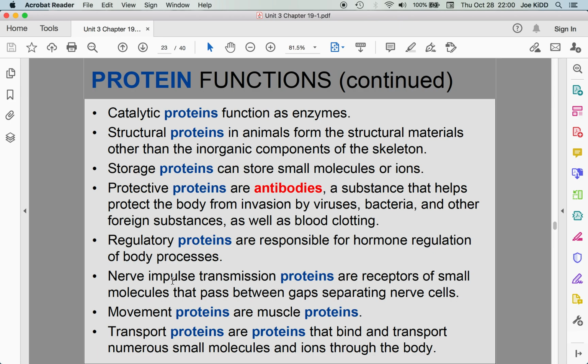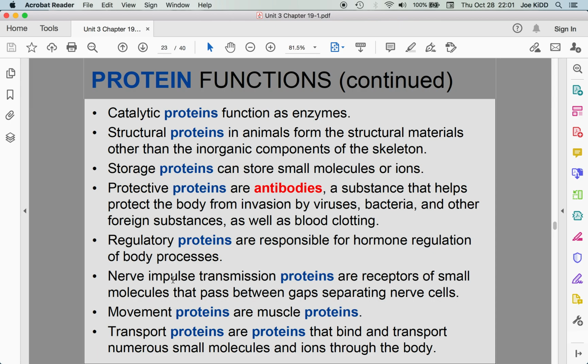So proteins can act catalytically or structurally. A catalytic protein has its own name called enzymes. We'll actually be talking about enzymes in a little bit. Other types of proteins would be things like structural proteins or storage proteins. We also have protective proteins. We are more familiar calling these antibodies. These are the little soldiers that help maintain and protect our body from invading viruses, bacteria, and other foreign substances.